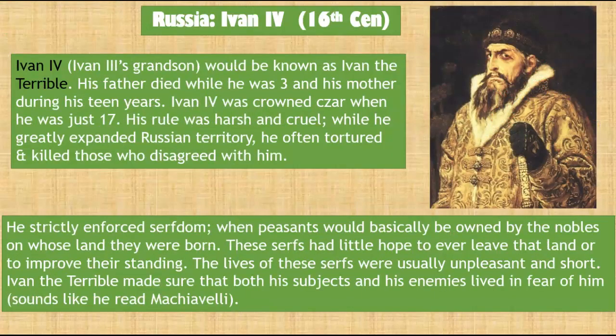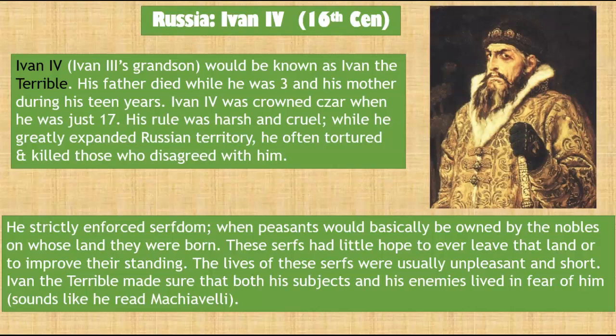So in Russia, Ivan IV during the 16th century. Ivan IV was Ivan III's grandson, and he would be known as Ivan the Terrible. His father died when he was 3, and his mother during his teen years. Ivan IV was crowned Tsar when he was just 17. His rule was harsh and cruel. While he greatly expanded Russia's territory, he often tortured and killed those who disagreed with him.